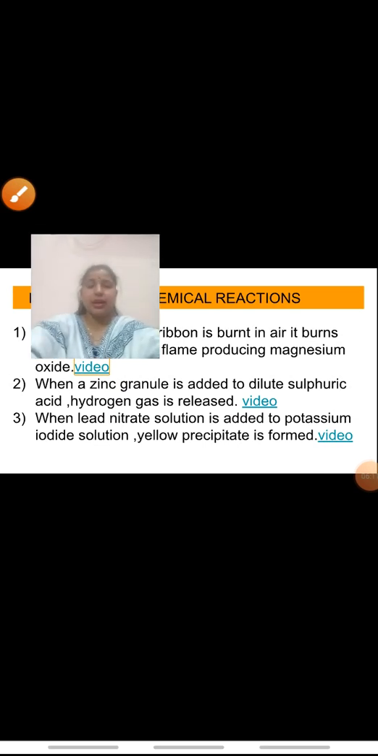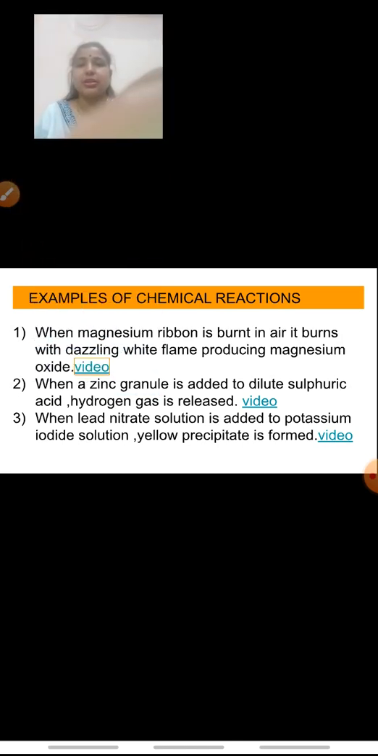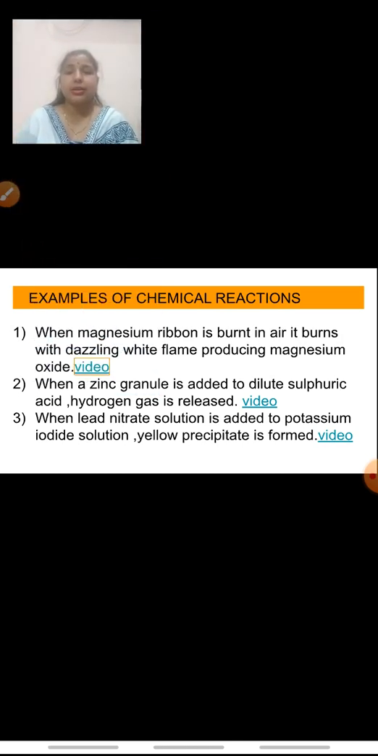Now children, in the above video, you all have seen that when a magnesium ribbon is burnt in air, a gas is released. At the same time, a white colored powder called magnesium oxide is formed. So, as the reaction is accompanied by the release of a gas and production of a new substance, such a change is termed as a chemical change, and this, when written in the form of words as it is being displayed on the screen, is known as a chemical reaction.